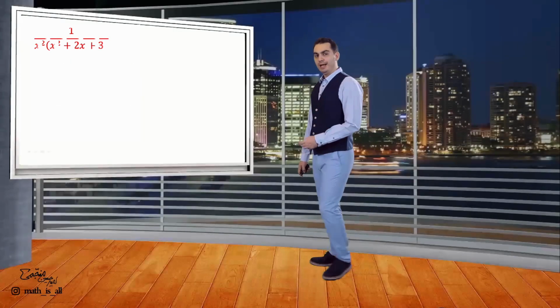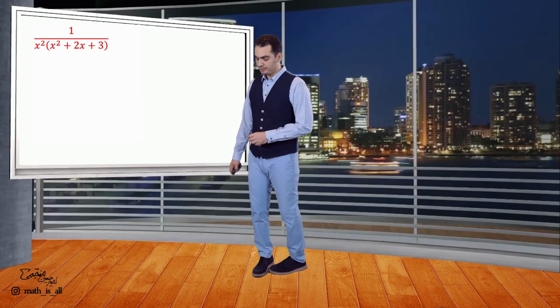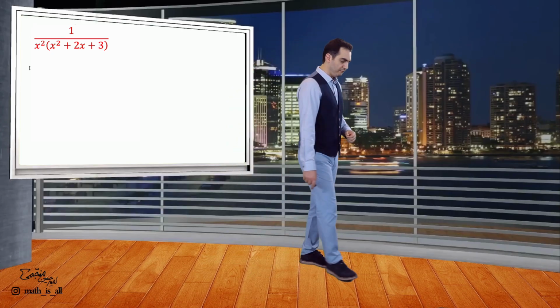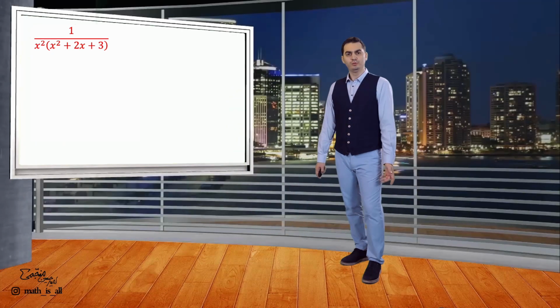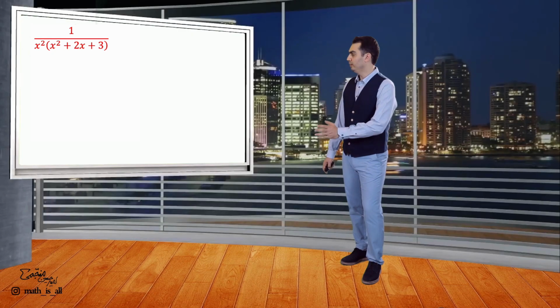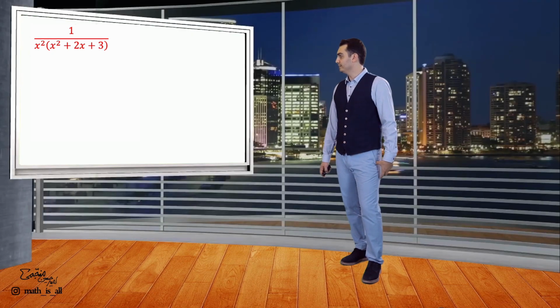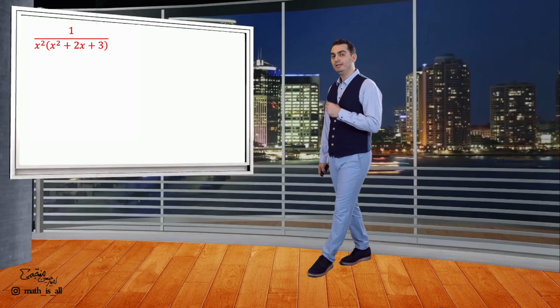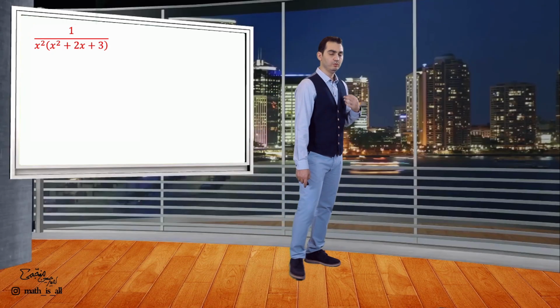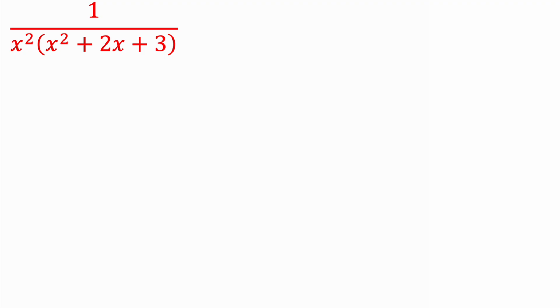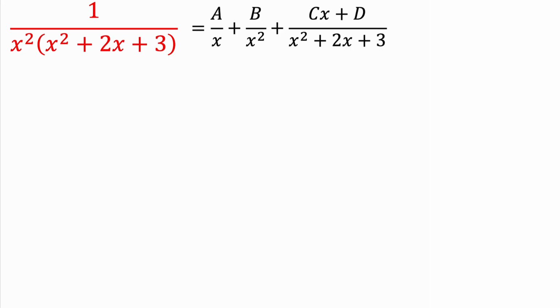All right, let us move to the next example, 1 over x squared times x squared plus 2x plus 3. You see, this one cannot be factored any further. I see two factors. One is x squared and the other is x squared plus 2x plus 3. My first factor is squared. I told you that when the exponent is 2, 3, or 4, we must write it that many times. What do I mean? I am writing it as a over x to the first power plus b over x squared.